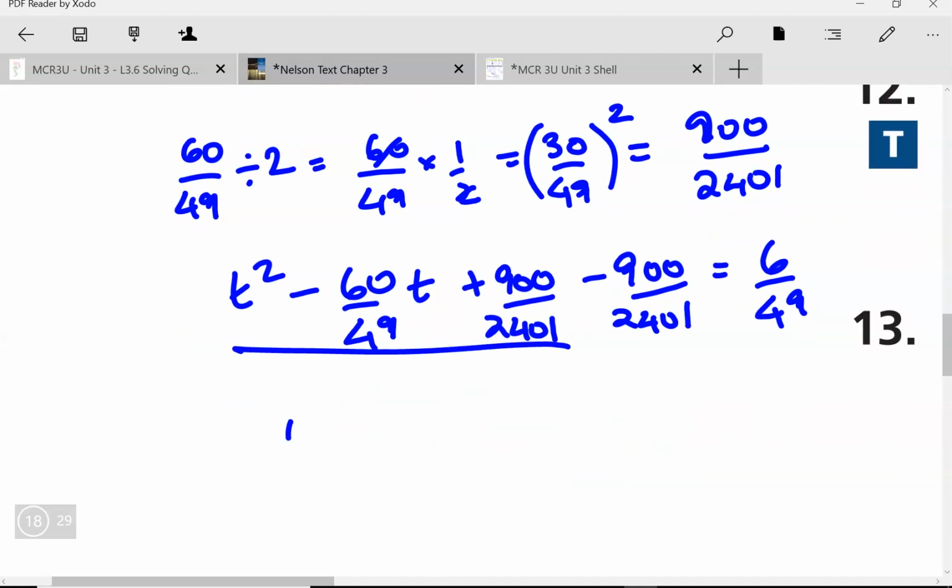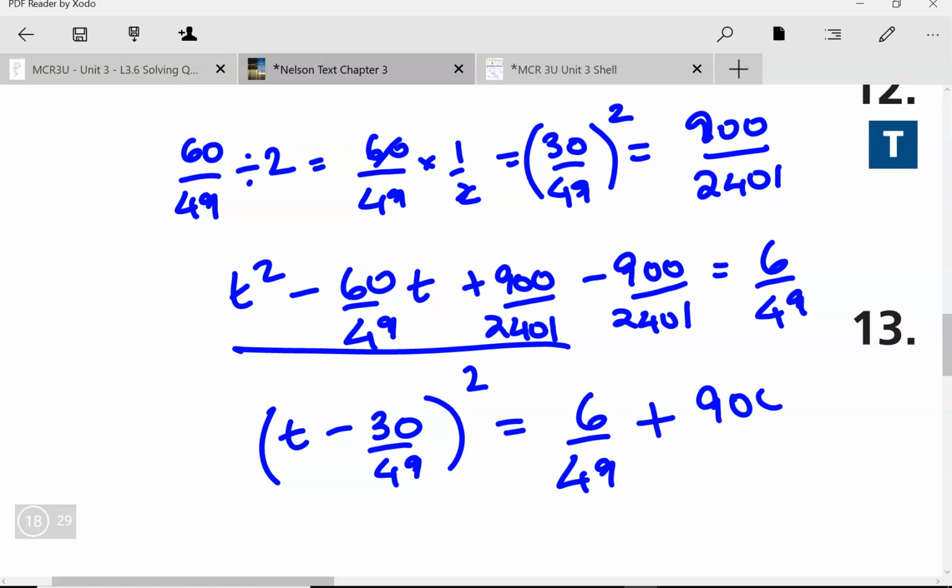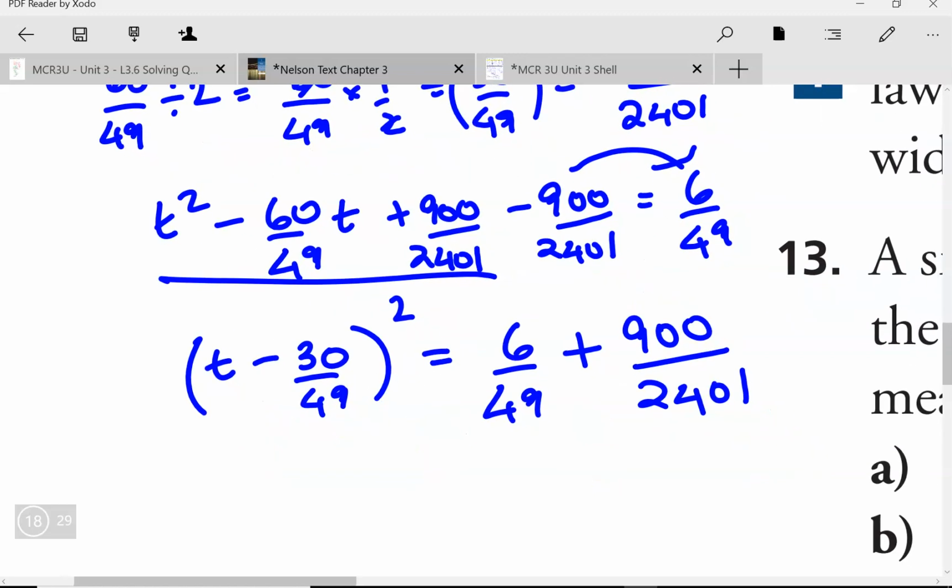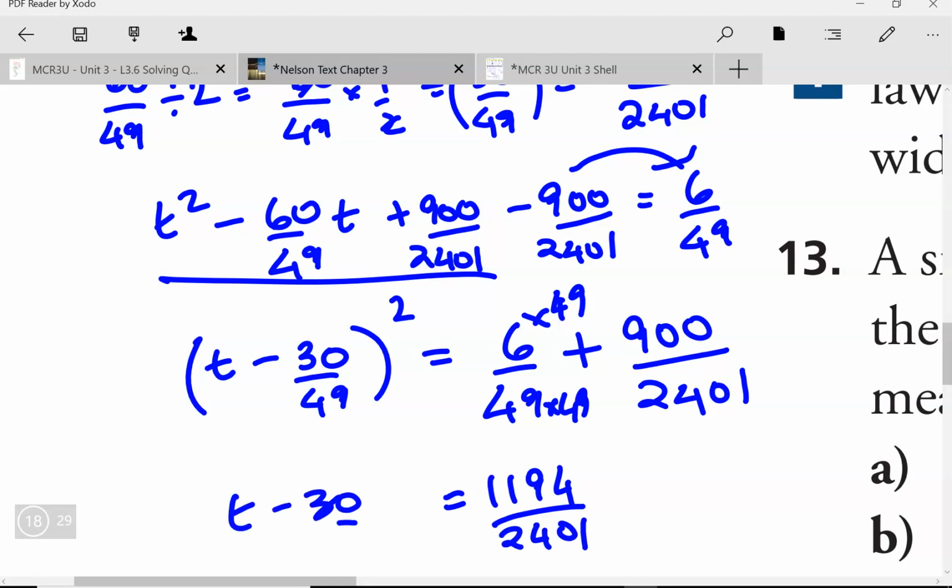So I am going to complete the square here. t minus 30 over 49 squared equals 6 over 49 plus 900 over 2401. I moved this subtraction to the other side. Now I have to times this both by 49 times 49. 6 times 49 is 294. 294 plus 900 is 1194 divided by 2401. This equals t minus 30 over 49 squared. And if 1194 is not a perfect square, I am going to cry.